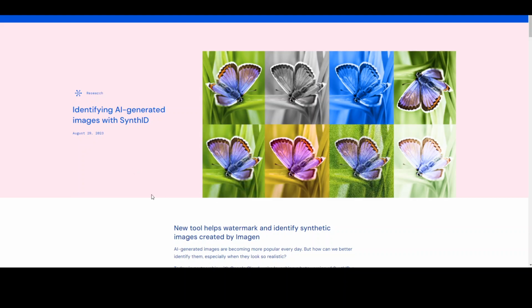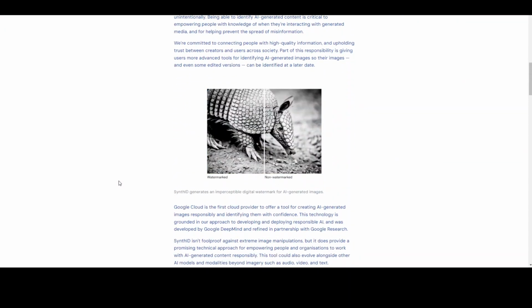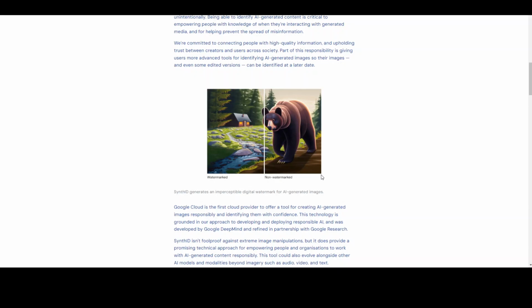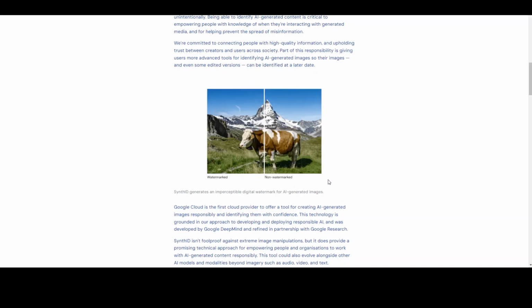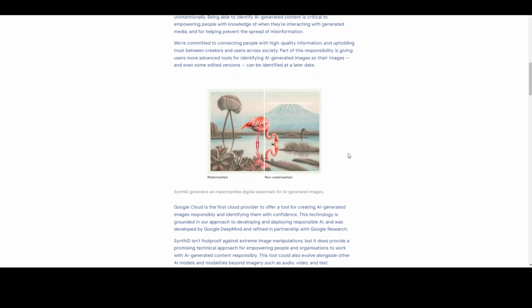If you go to this blog post by Google, then you could see a lot of examples of how it is detecting it. For example, in this one, the left hand side image is watermarked and the right hand side is non-watermarked. By the naked eye, it is near to impossible to distinguish, but Imagen and this SynthID would be able to identify that and let you know.